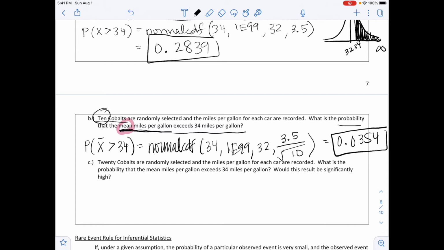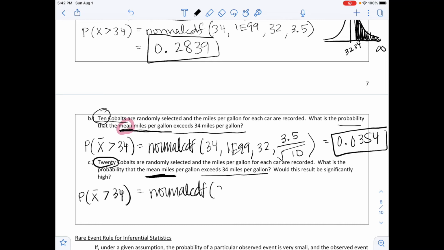Part C says 20 Cobalts are randomly selected and the miles per gallon for each car are recorded. What is the probability that the mean miles per gallon exceeds 34 miles per gallon? Would this result be significantly high? We will get into that in a moment. It says the same thing about exceeding 34 miles per gallon, but it still says mean miles, and this time we have 20 cars being surveyed. So the probability that our mean miles, or X bar, exceeds 34 using our normal CDF.